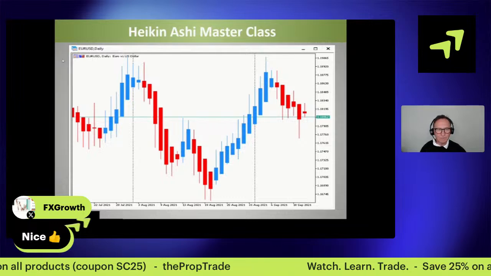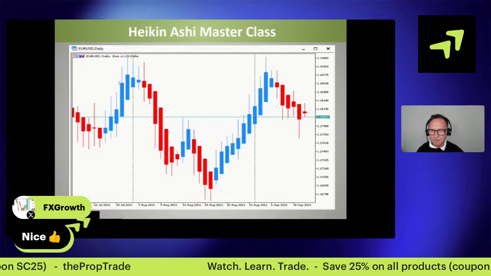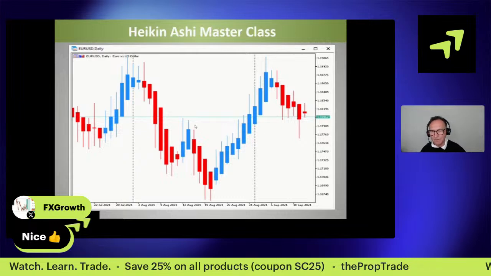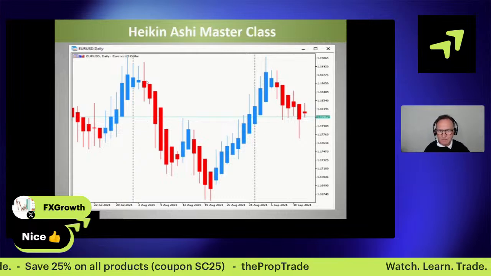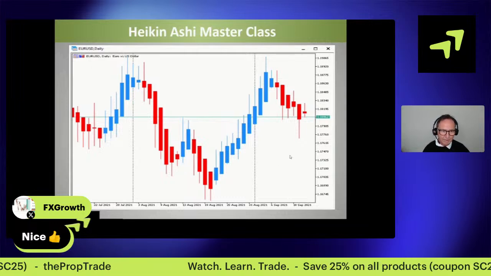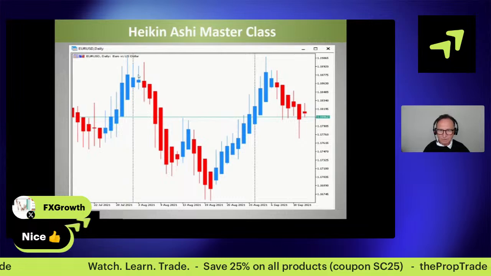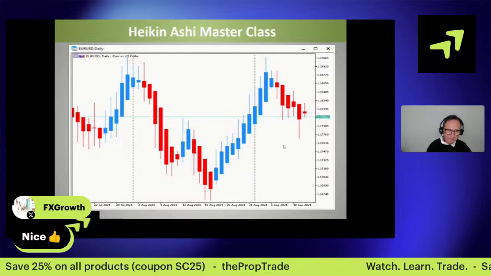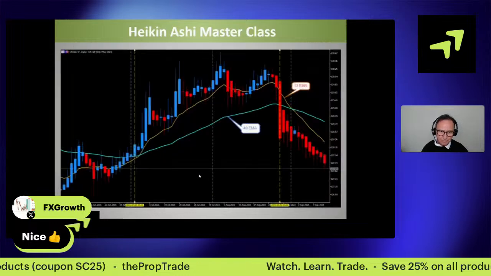Again, this is another screenshot from one of my old charts. Here we've got blue and red rather than white and red or black and white, but the technique is the same. As you can see, just the colors have changed. So this is the euro on the daily back in 2021. Strong trend up, strong trend down, strong trend up again, and then a trend to the downside.